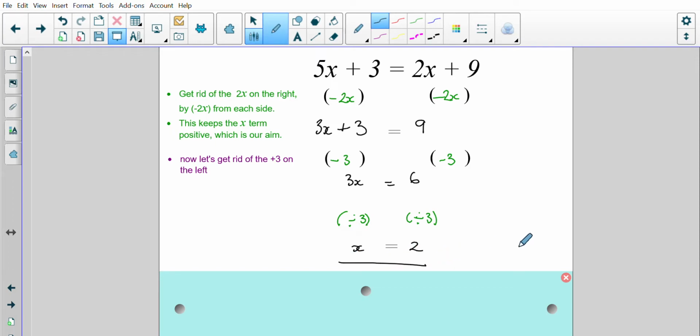x equals 2. Now I could check that this works by substituting this x is 2 back at the top here. So let's just have a go at that. If I substitute 2 in here, I've got 5 times 2, which is 10, plus 3 is 13. So I get 13 on the left, and on the right I get 2 times x, so 2 times 2 is 4, plus 9 is also 13. So I'm left with 13 equals 13, so I know that I'm correct. When we get a whole number answer, it is quite straightforward just to substitute that answer back into our original equation and check that we are indeed correct.